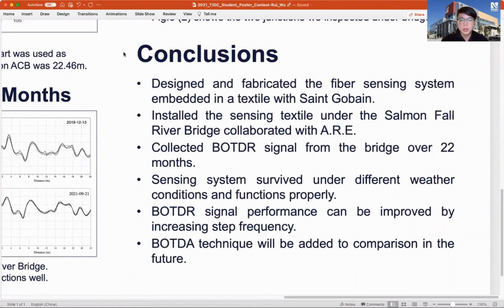BOTDR signal performance can be improved by increasing the step frequency. And also, the BOTDA technique will be added for comparison in the future.